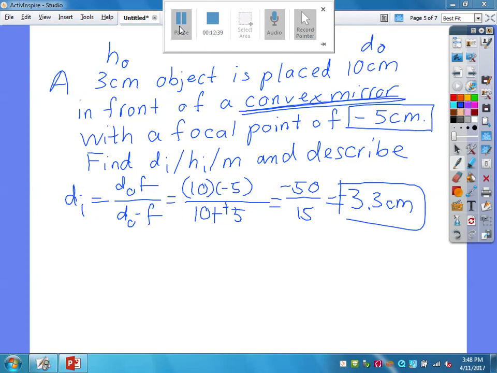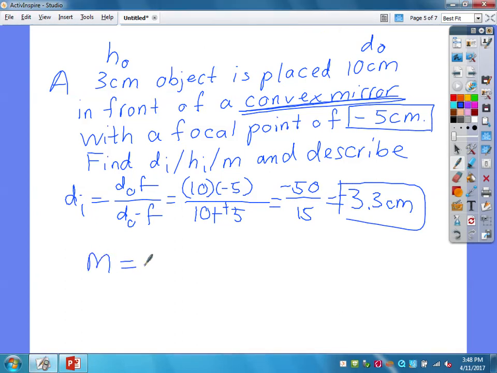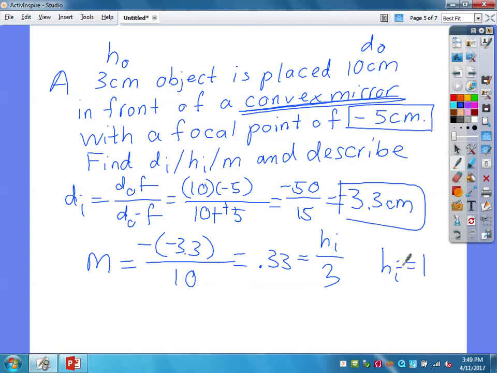All right, so now I can find my magnification. My magnification is going to be -di over do, so -(-3.3) over 10. And so my magnification is 0.33, positive. I get rid of the negative sign. So my magnification is 0.33. And therefore, if I find my image height, 0.33 will equal image height over object height times 3. 3 times 0.33, my image height will be 1 centimeter.